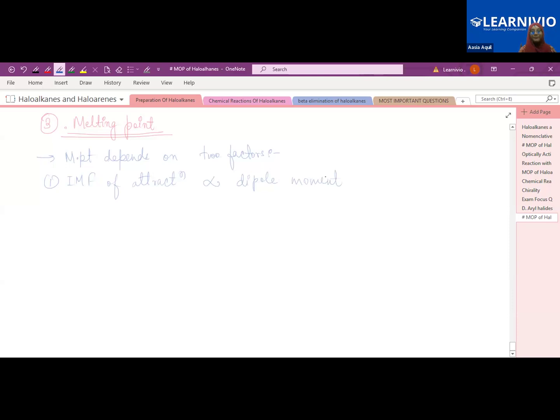So if the dipole moment is more, what happens? The intermolecular force of attraction between the molecules will be more. And if the force of attraction is more, then it will be compactly packed, and the force of attraction between the atoms is more strong. So the melting point of that molecule will be high. Second factor is the packing. Crystal packing.